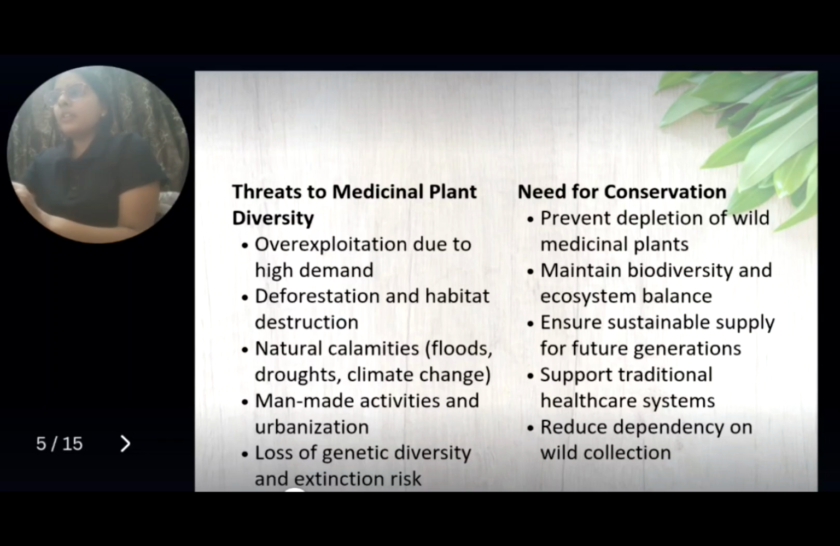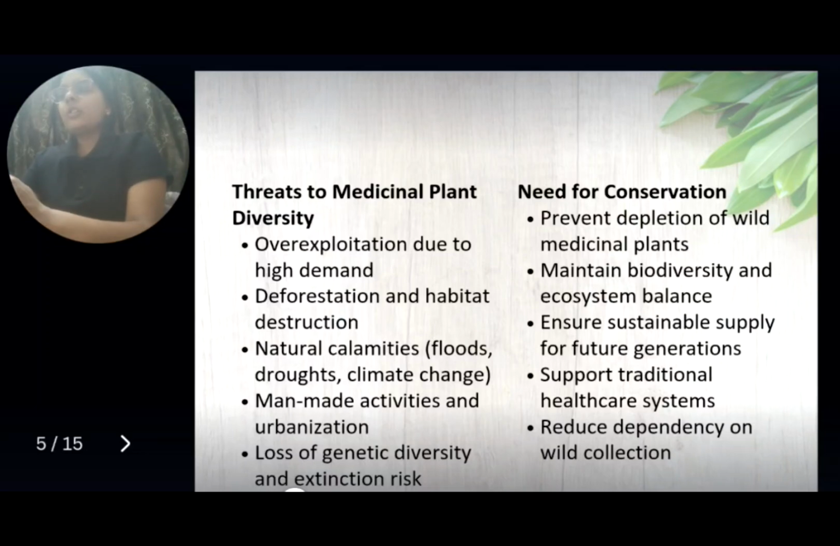Threats to medicinal plant diversity and the need for conservation. So what are the threats? Over-exploitation due to high demand, and the next is deforestation and habitat destruction. Natural calamities like floods, droughts, climate change. Man-made activities and urbanization, loss of genetic diversity and extinction risk.